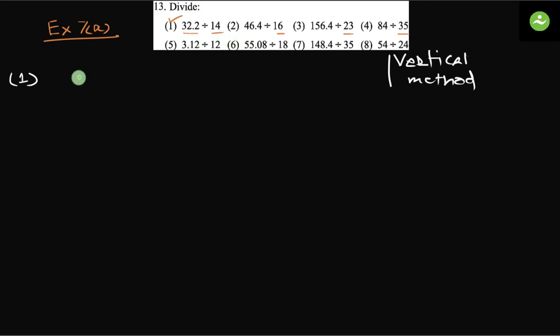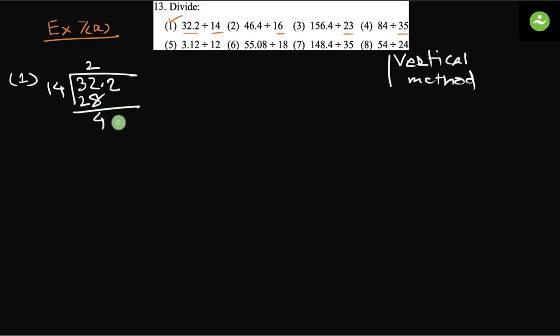Here the dividend is 32.2 and the divisor is 14. How many digits do we have to consider? At least 2, because the divisor itself is a 2-digit number. So 14 into 2 is 28. It's close to 32. Deduct 28, it's 4.